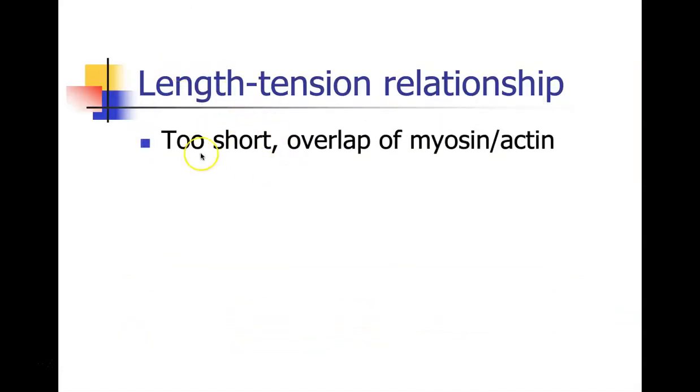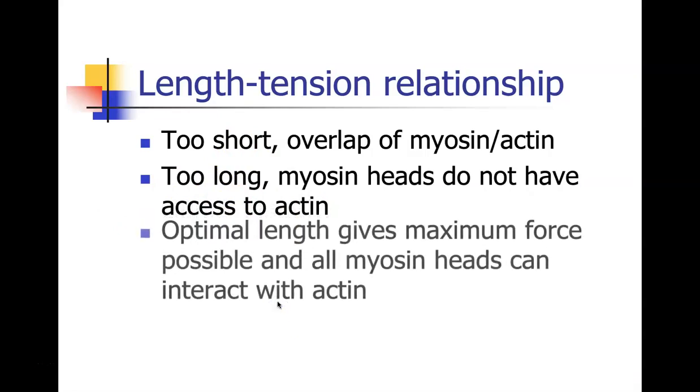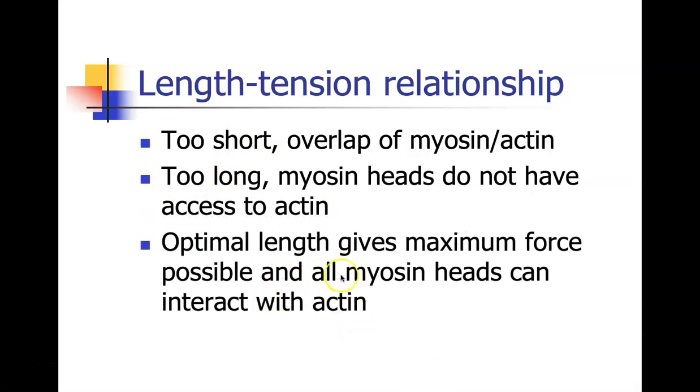Okay. So when the muscles are too short, you get a lot of overlap of the myosin and actin. If it's too long, the myosin heads do not have access to the actin. So this is why, with too short or too long muscles, you get less tension ability. The optimal length of a muscle for tension purposes gives maximum force, and all myosin heads can interact with the actin.